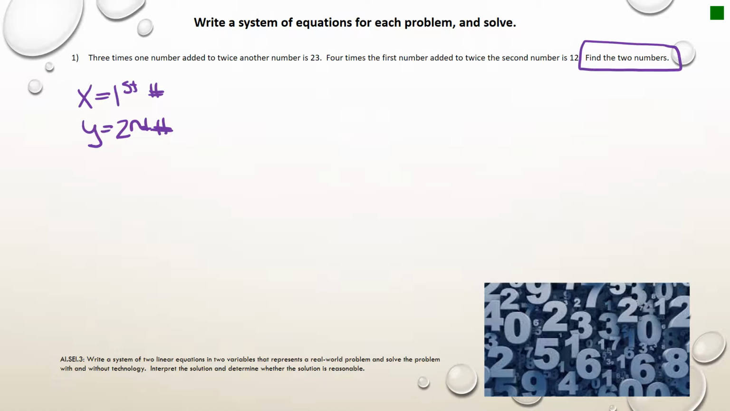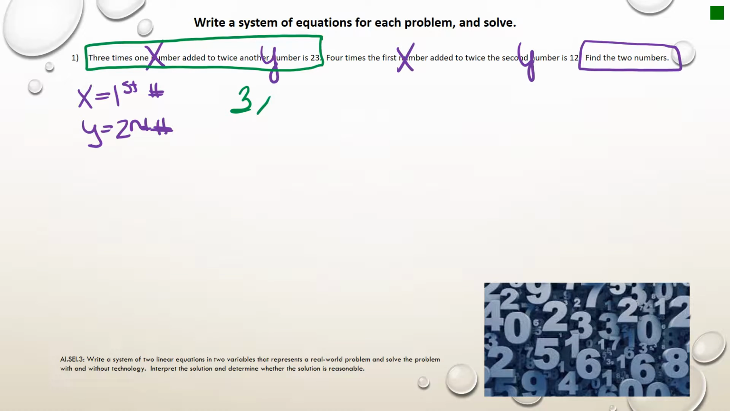That's define your variables. That's so that every time you see one number and another number, you're going to change it. So 3 times one number, that's X. Added to twice another number, that's Y. 4 times the first number, that's X. Added to twice the second number, that's Y. So now let's look at the first sentence and see if we can figure it out. 3 times one number, we said that's 3X. Added to twice, that's 2 times Y is, remember, is your equals 23.